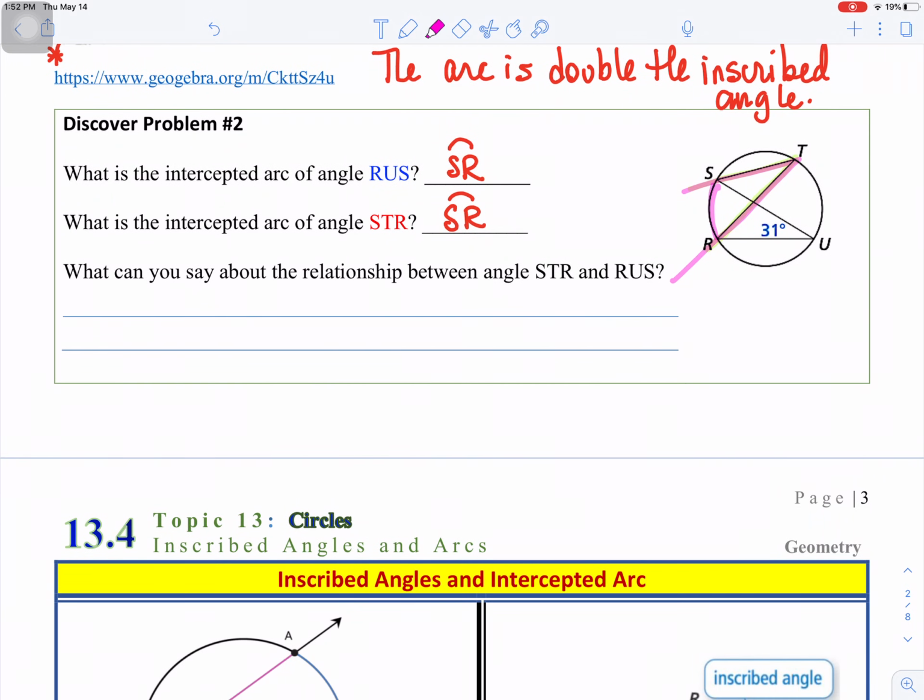Okay? So what's true about those, they intercept the same angle. So what's true about them? They're both half of that angle, so they have to be equal. Angles that intercept the same arc must be congruent.